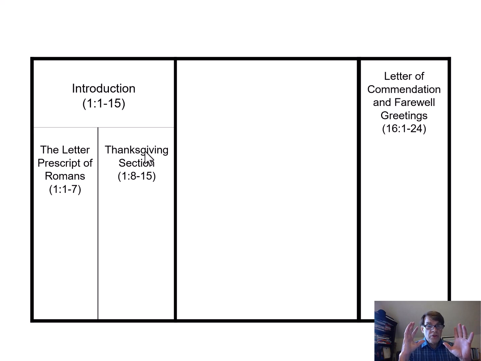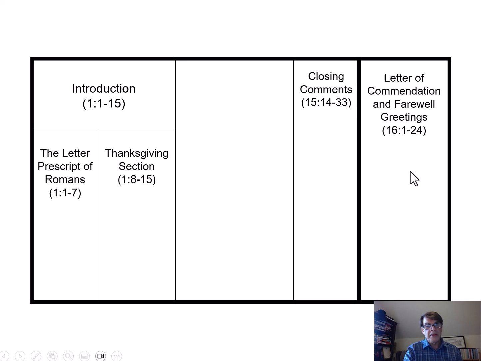Anyway, so the Thanksgiving section is very typical of an ancient letter, and Paul's no different. He has Thanksgiving sections in most of his letters. He doesn't in Galatians. He goes for the throat in Galatians. I think Ephesians has a benediction, "blessed be," but there's usually something here, and I'm going to call that part of the introduction as well. So I've redrawn my map, as it were. So introduction, and then Romans 16, if it goes with the letter.